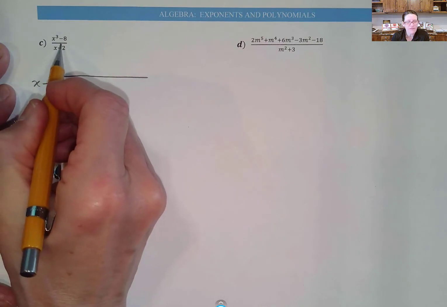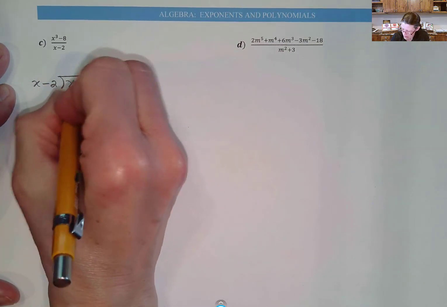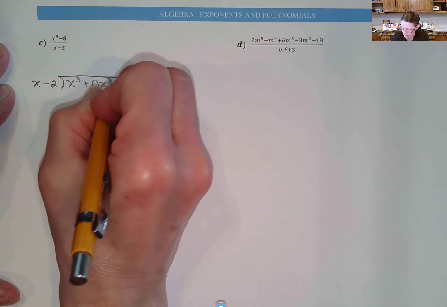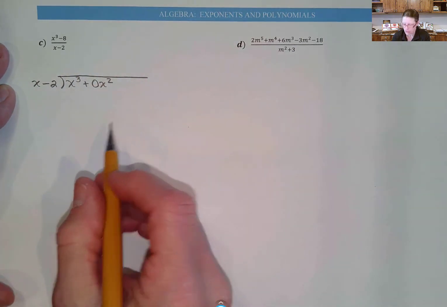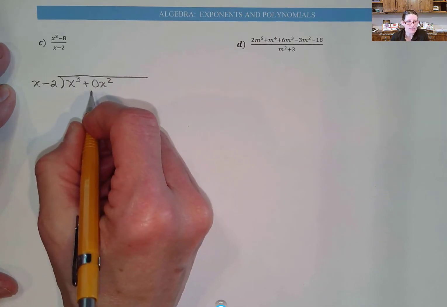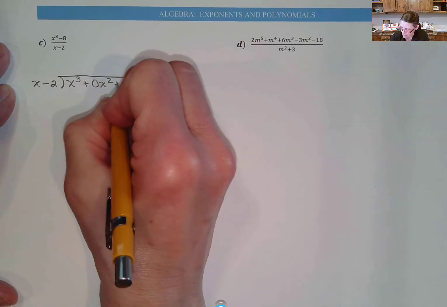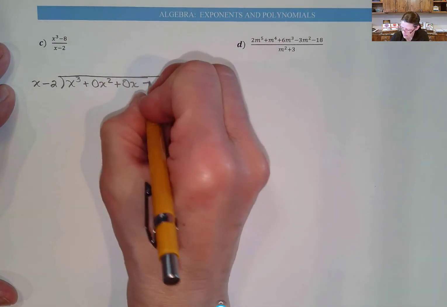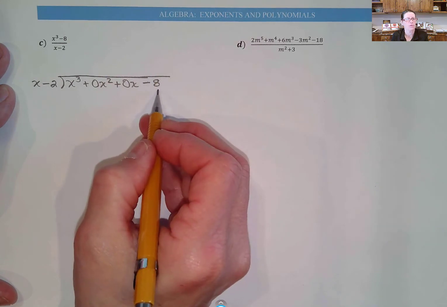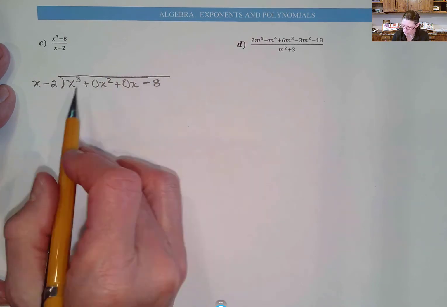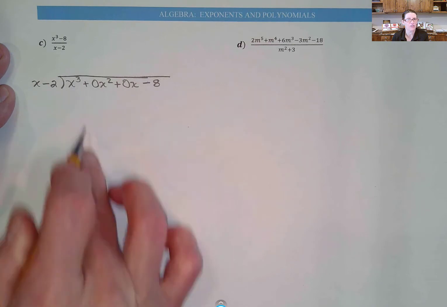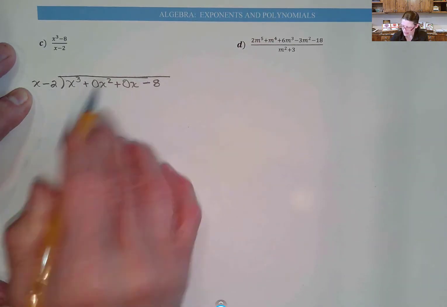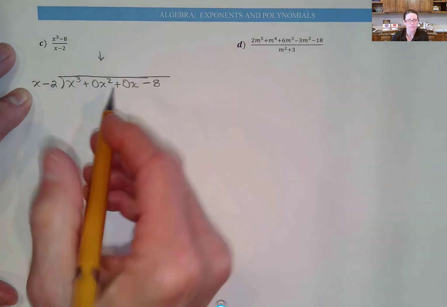Now, as we write our dividend, here's our x to the third term, but I'm going to put in some placeholders for some missing terms. There's no x squared term, so let's write a placeholder 0x squared. There's no x term, so let's write a placeholder called 0x. And then we've got our number only term at the end. So we want to hold those placeholders so we keep like terms in the same columns. Here we go. 2 terms divided into 2 terms. We'll begin our answer here.